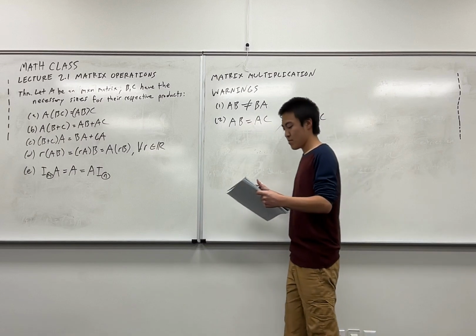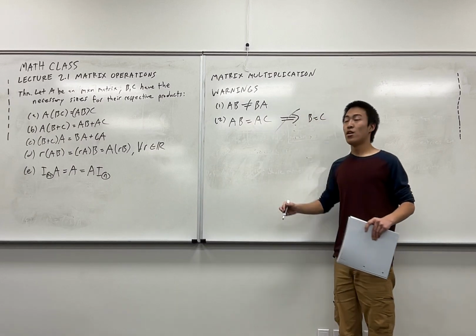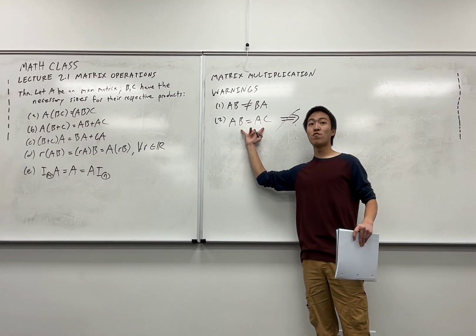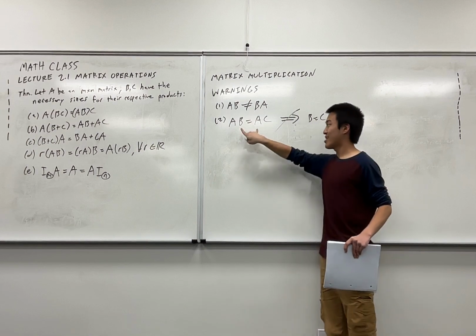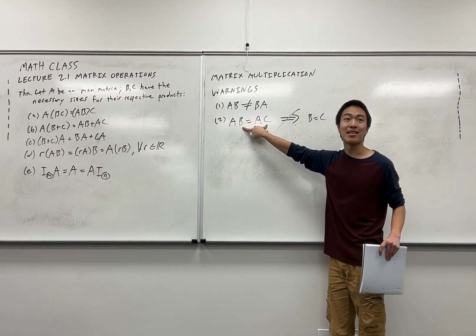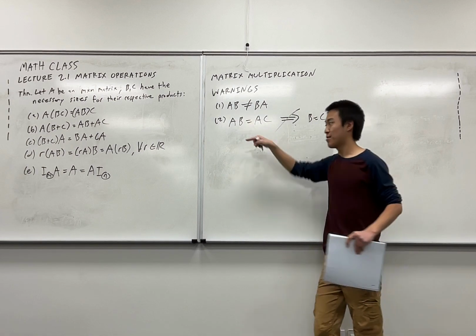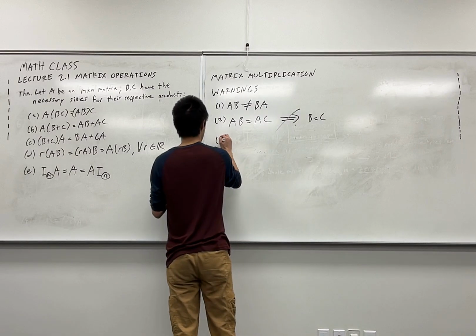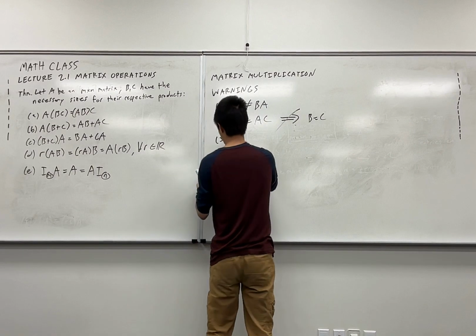So wait, how is AB equal to AC then? Well, they can produce the same overall transformation, but that does not necessitate that B and C have to be the same transformation, okay? Matrices do not behave as nicely as just real numbers.